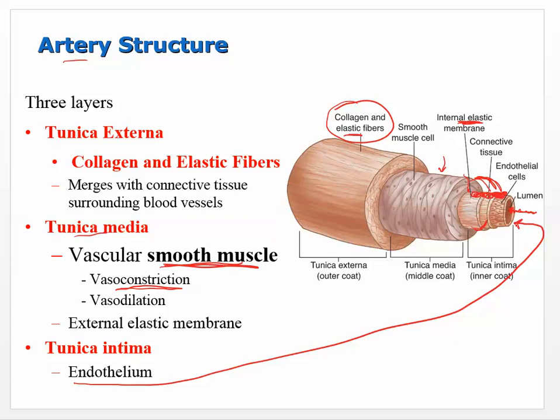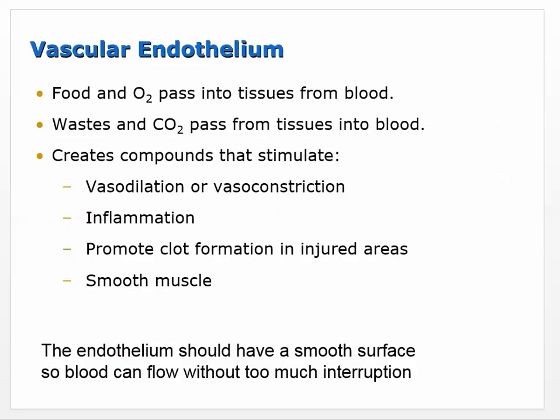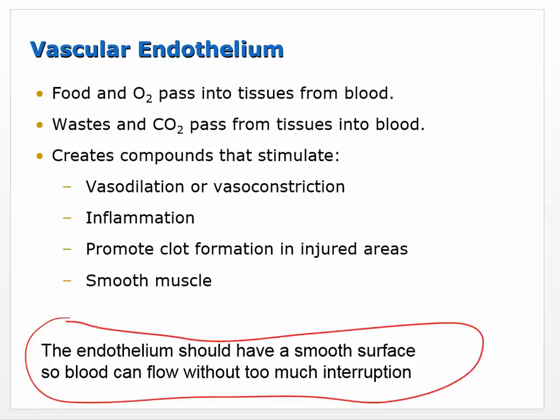Okay, and we want that to be smooth and unobstructed, which is actually what I've written right here. The endothelium should have a smooth surface so blood can flow without too much interruption. Okay, so that's what we're talking about, the endothelium, this inner layer, and that's where exchange takes place. Food and oxygen pass into tissues from blood. Waste and carbon dioxide pass from tissues into the blood.